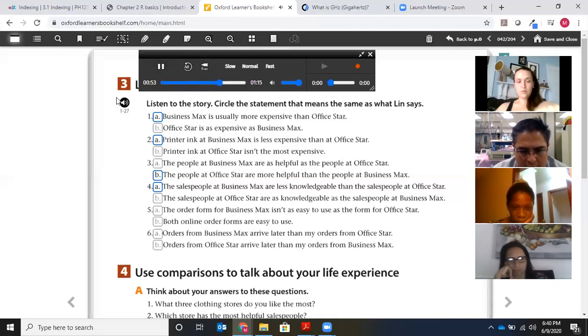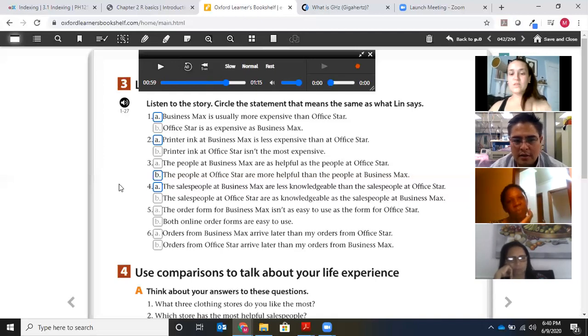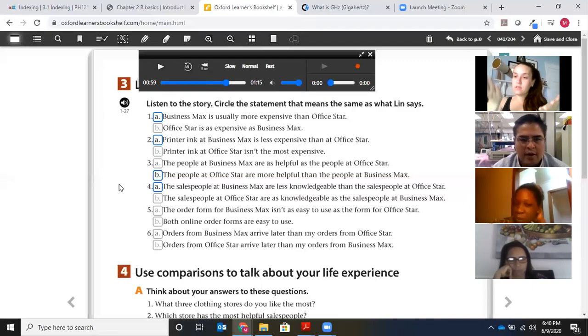The online order form for BusinessMax is as easy to use as the form for OfficeStar. So the form for BusinessMax is as easy to use as the form for OfficeStar. So, as easy as. Both are online.